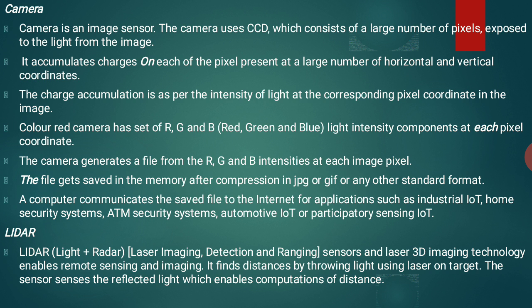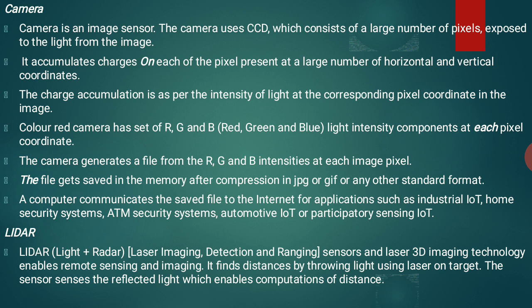The camera generates a file from the R, G and B intensity at each image pixel. By using the camera, it generates a file based on RGB intensities at image pixels. So if you are generating a file, RGB intensity must be present in the image pixels. The file gets saved in memory after compression in JPG or GIF or any other standard format.